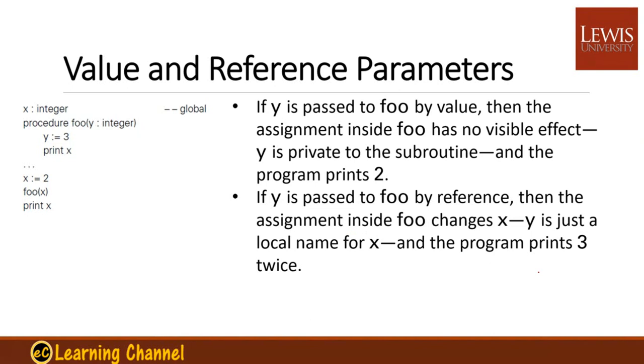But if y is passed by reference, here your x and y are aliases. So when y is set to 3, x is also set to 3. And when you print x, that becomes 3. And outside you print again, that's 3 too. So that's pass by reference. If your y is an alias to x's storage and y is updated, your x also gets updated.